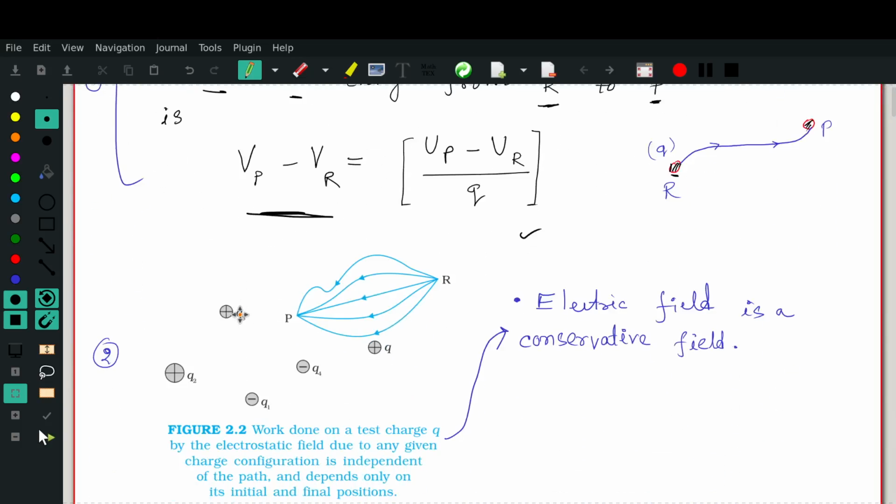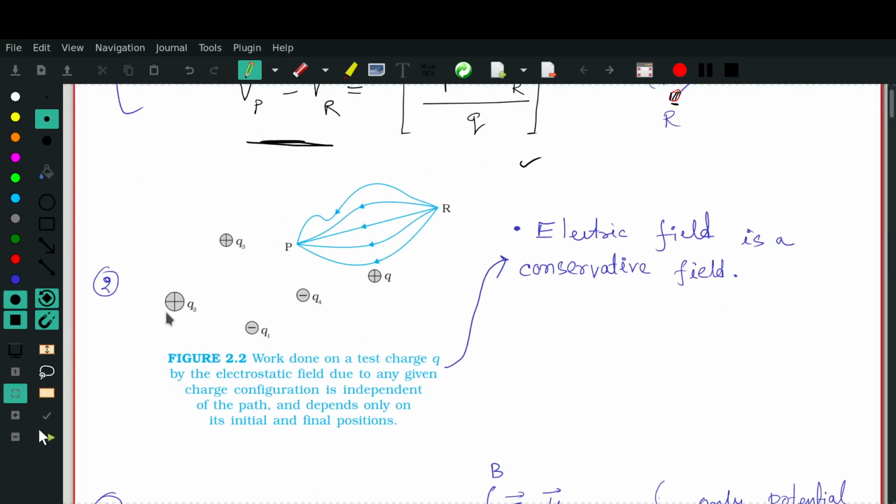For the next one, this is a snippet from your NCERT book. What I have is some point charges, like Q1, Q2, Q3, Q4 and some Q. The work done on a test charge Q by the electrostatic field due to any given charge configuration is independent of the path and depends only on the initial and final positions.